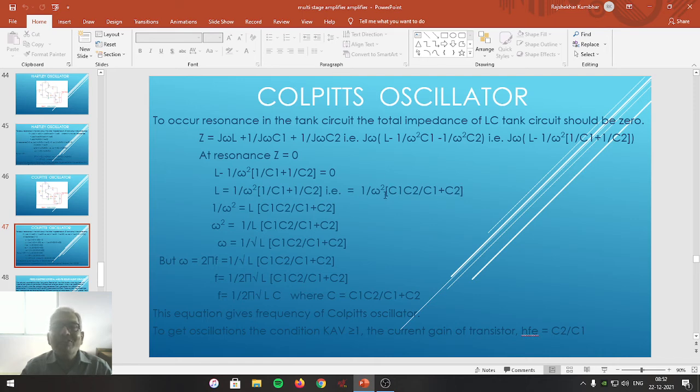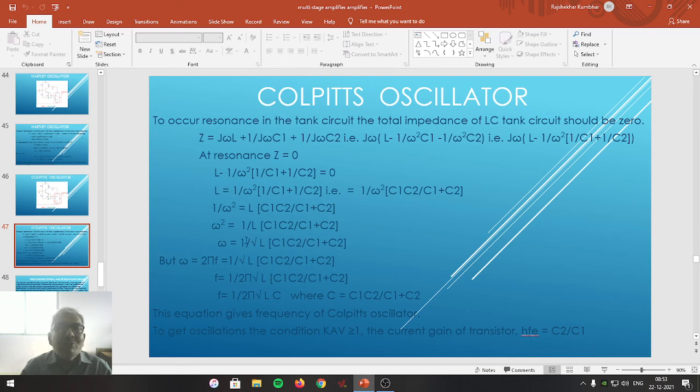Therefore, 1 upon omega square is equal to L into C1 C2 upon C1 plus C2. Omega square is now equal to the reciprocal of this, that is 1 upon L into C1 C2 upon C1 plus C2. Therefore, taking the square root on both sides, omega is equal to 1 upon square root of L C1 C2 upon C1 plus C2.